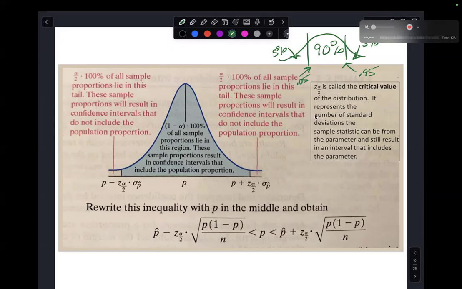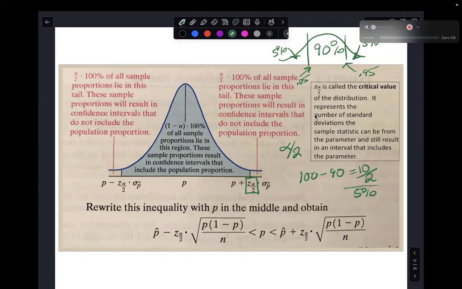Therefore, this alpha divided by 2 is saying that the difference between 100% and 90% for this middle 90% was 10. I divide the 10 by 2 to get that there's 5% in each tail.